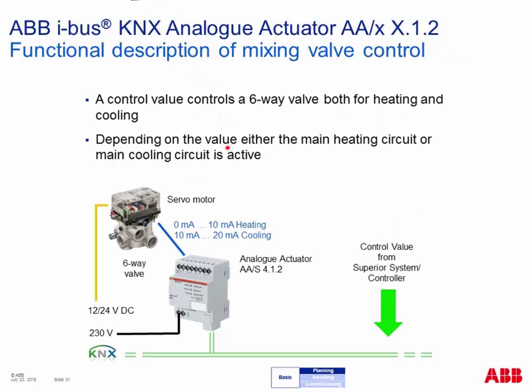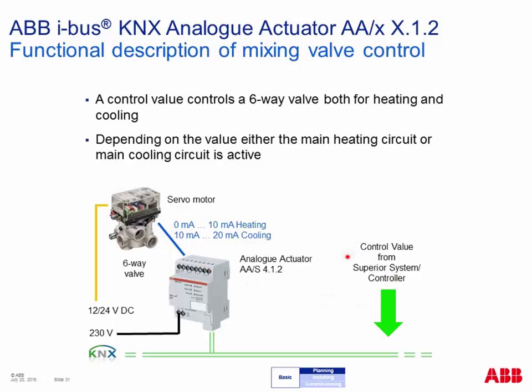Or we use a special kind of valve, a so-called six-way valve. This six-way valve can be used to control heating or cooling valves in one device. It is controlled via a servo motor. The motor again needs supply voltage, 12 or 24 volt DC. It gets its analog signal from the analog actuator.